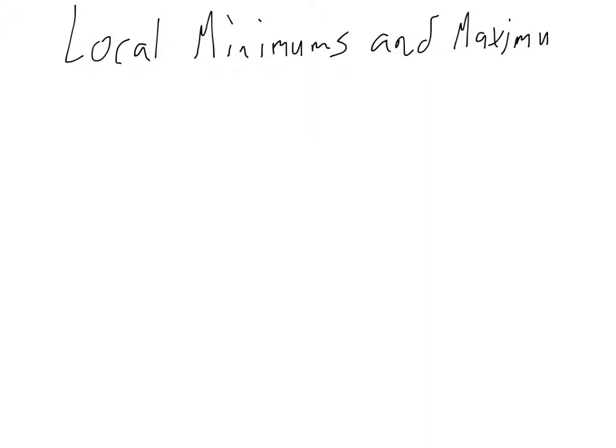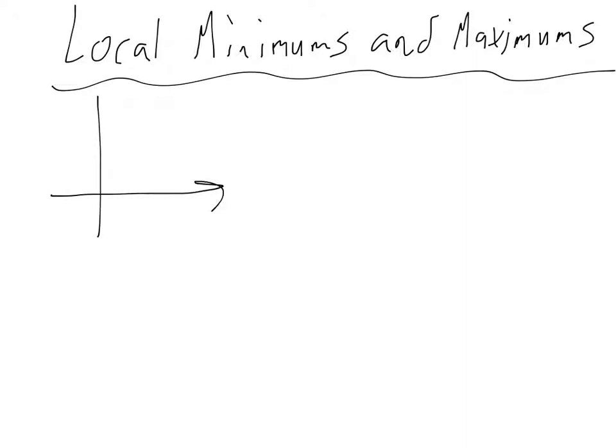Local minimums and maximums. So, a local minimum occurs at a point when a function goes from increasing to decreasing, right?